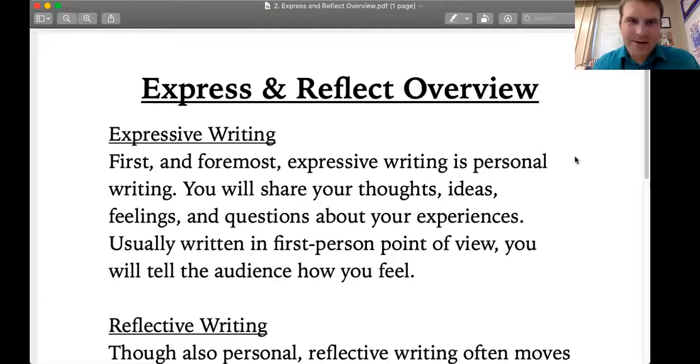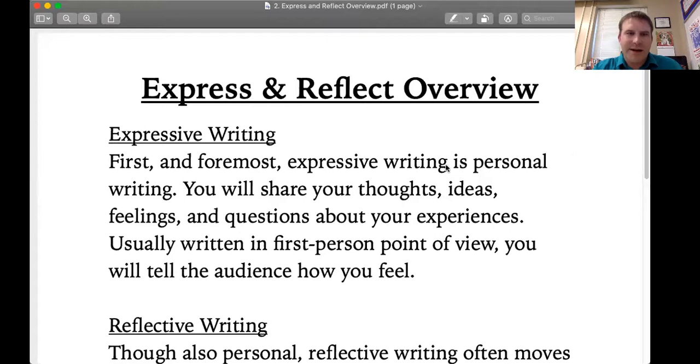So that's the rubric. Now we're going to talk about what expressive and reflective writing is, what it means, what a personal narrative is all about. I kind of explained why we do personal narratives, but this one will tell you about what expressive and reflective writing is.